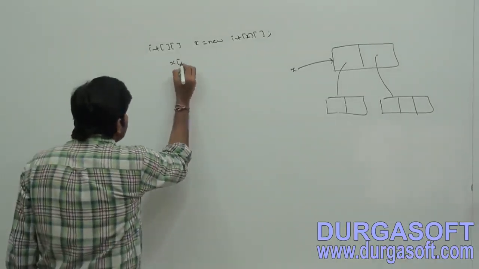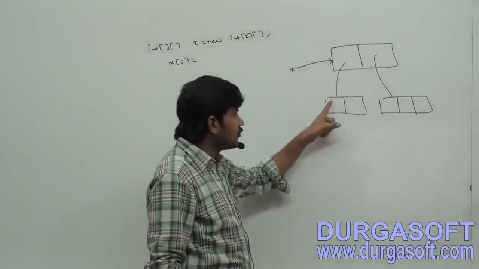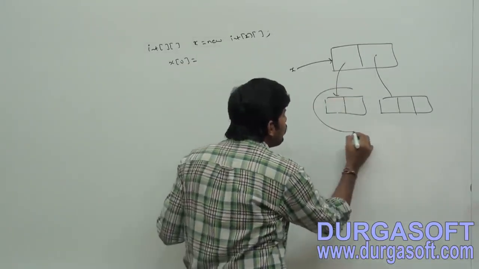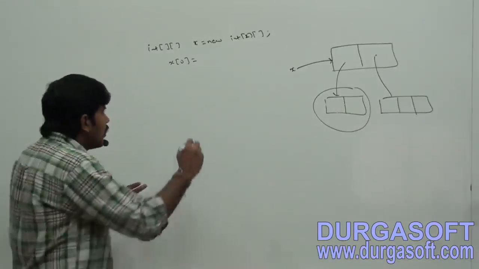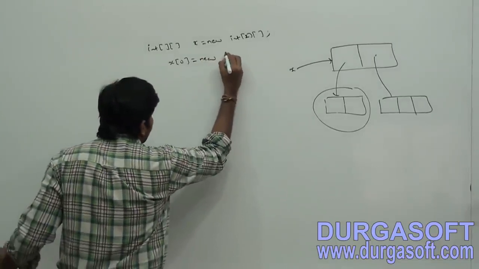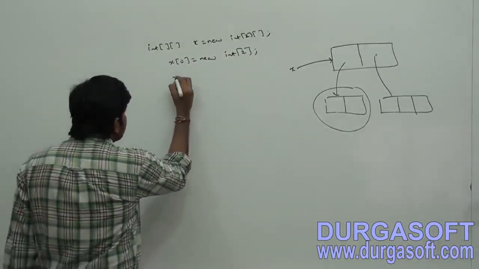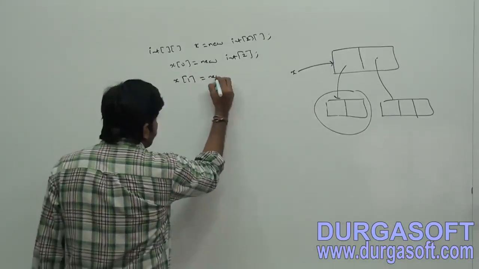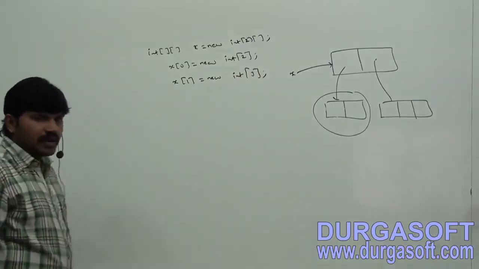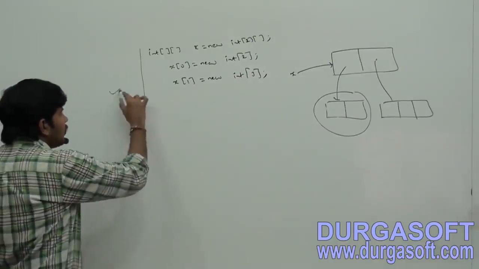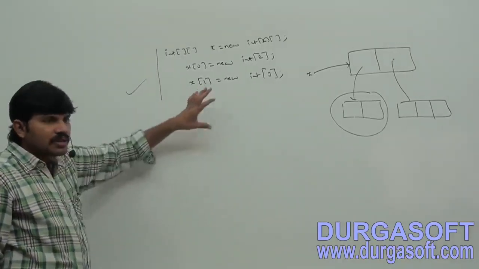x of 0 is nothing but this one. Can you tell what x of 0 is? A one dimensional array with size 2, so x of 0 is equal to new one dimensional array with size 2. Next, x of 1 is equal to new one dimensional array with size 3. Is any explanation required? Make sure you have clarity.